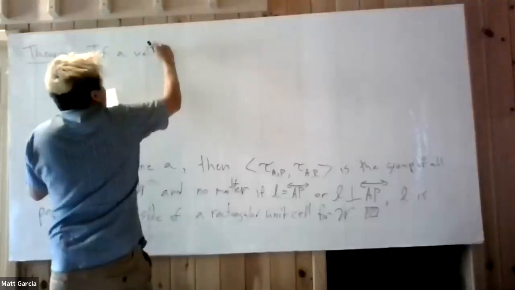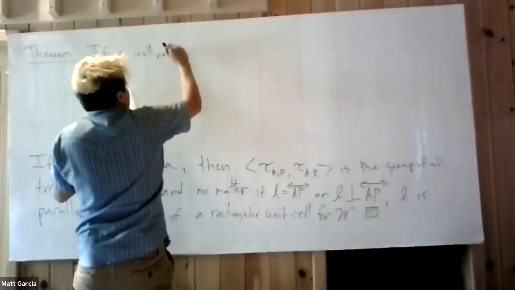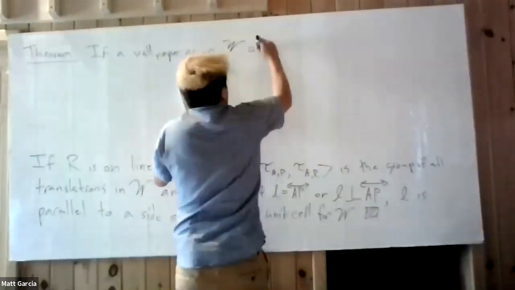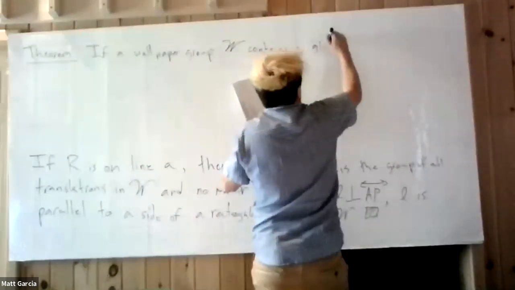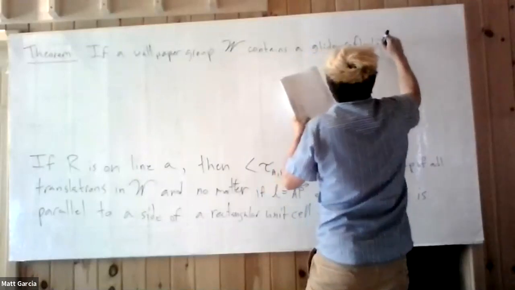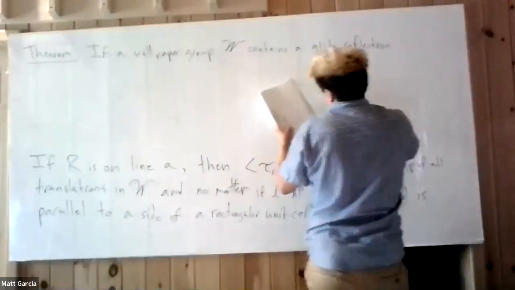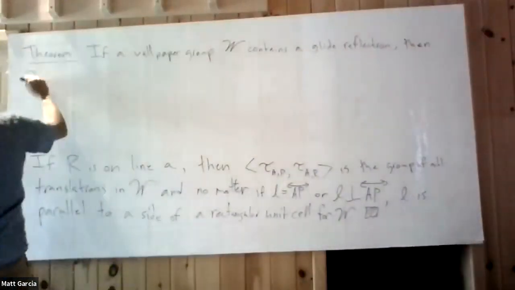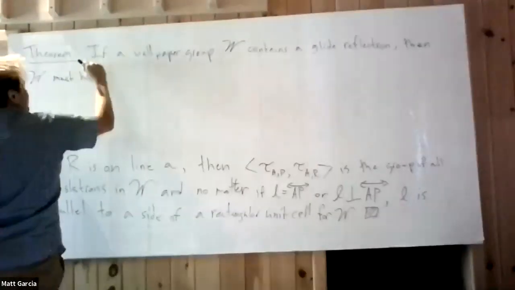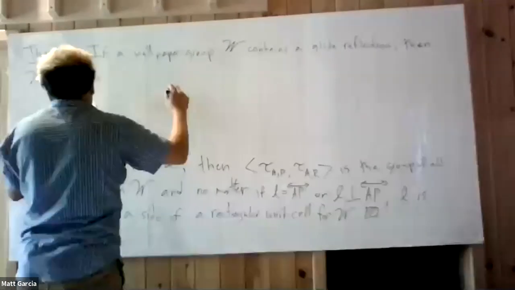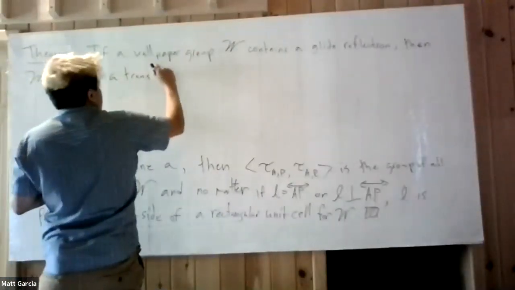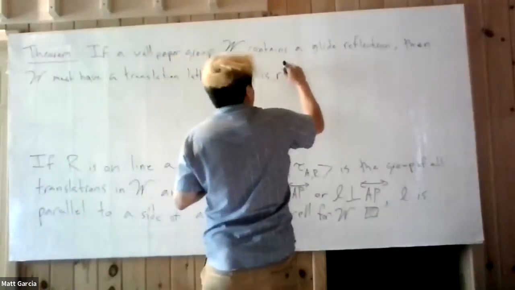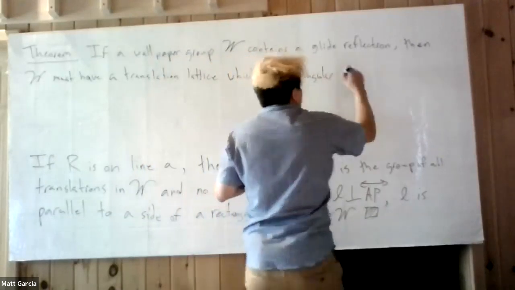If a wallpaper group W contains a glide reflection, then W will have a translation lattice which is rectangular or rhombus.